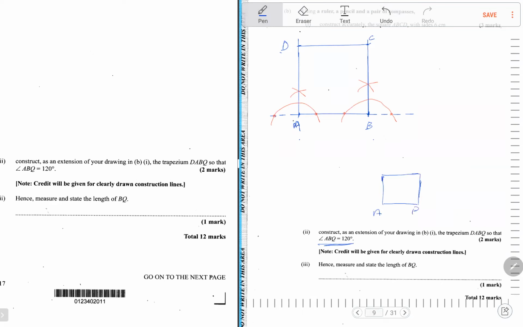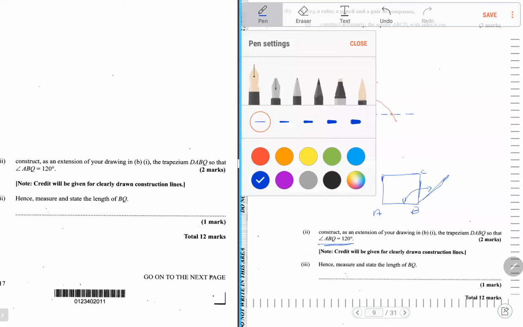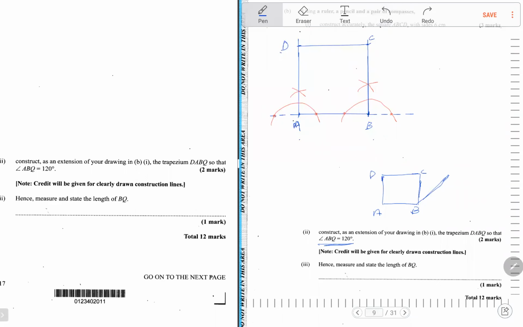A, B, C, D. And then we have to construct now AB, an angle ABQ must be 120 degrees. This angle must be 120. Let's use a red and show the angle. All right, so we can figure out what we need to do. So this angle is 120 degrees.